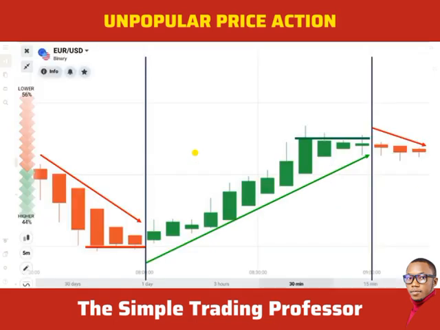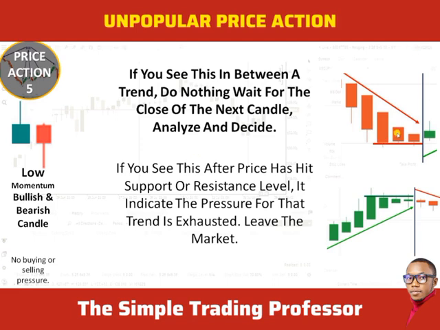So you see this one here? This is a low momentum bearish candle. Price has gotten to a support already. So when you see it here, it means price may not even break this level, it may not go down below this level, because the momentum is low. No pressure to break that level.